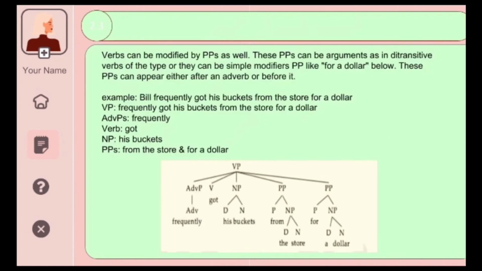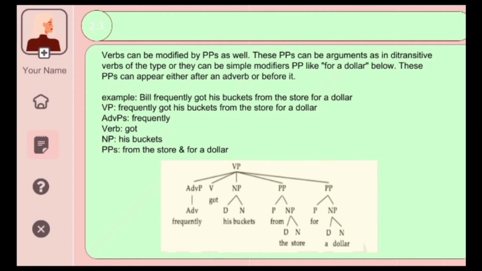Verbs can be modified by prepositional phrases as well. These prepositional phrases can be arguments, as in the transitive verbs of the type, or they can be simple modifiers, prepositional phrases like "for a dollar." Those prepositional phrases can appear either after an adverb or before it. For example, "Bill frequently got his buckets from the store for a dollar."